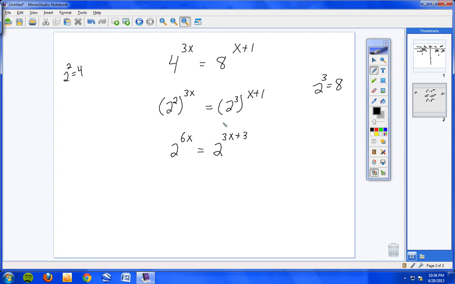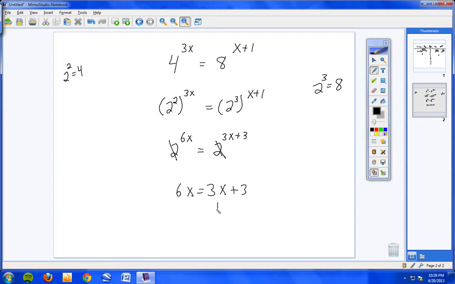Okay, do you guys see where the 6x came from? 2 times 3x, 6x. Do you see where the 3x plus 3 came from? 3 times x plus 1, so 3 times x, and 3 times 1, 3x plus 3. And now look at step number 2, please. Cancel the bases and set the exponents equal to each other. So I cancel the base, and I have 6x equals 3x plus 3.